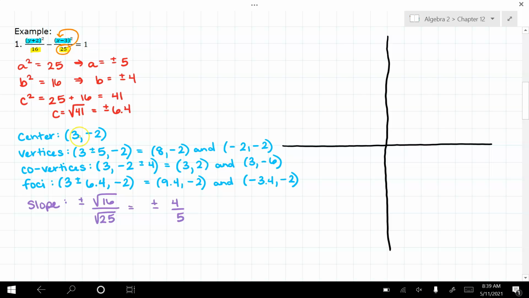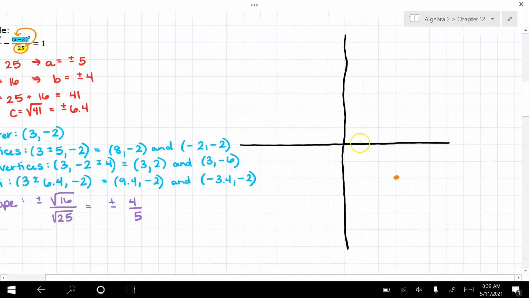Okay, so I'm going to start by graphing my center. So that changed from 0, 0 to 3, -2. So my vertices, I have one at 8, -2. And then -2, -2. Okay, and again, if it's helpful to be labeling all these things, I'm going to go ahead and just put those letters next to them. Co-vertices, we have one at 3, 2. And the other one is at 3, -6.